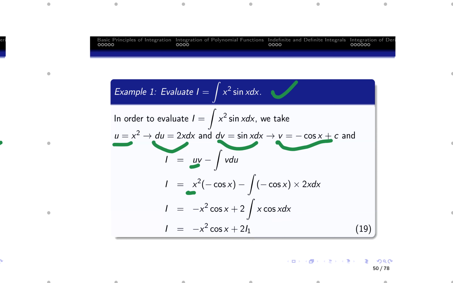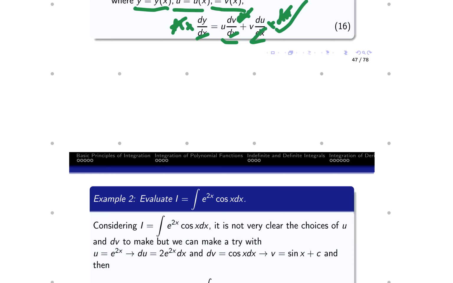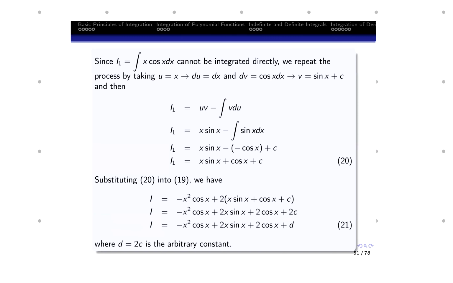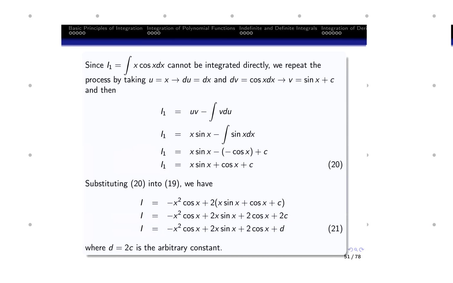Okay. So we go for that. So see that here, the process goes on. Since I1 is the integral of x cos x dx, it cannot be integrated directly, so we repeat the process by taking again. Of course, we know when we differentiate x, it goes to a constant easily. So you say u equals x.